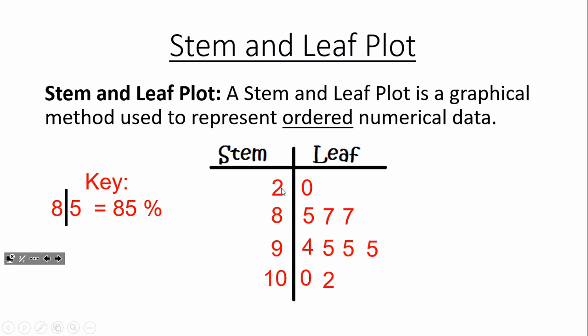Okay, lowest score, not a 2. It would be a 20 because there's a 2 and a 0. So it's 20. 2 is the tens, 0 is in the ones place. Okay, so that's the stem and leaf plot. We're going to move on to our next type of graph.